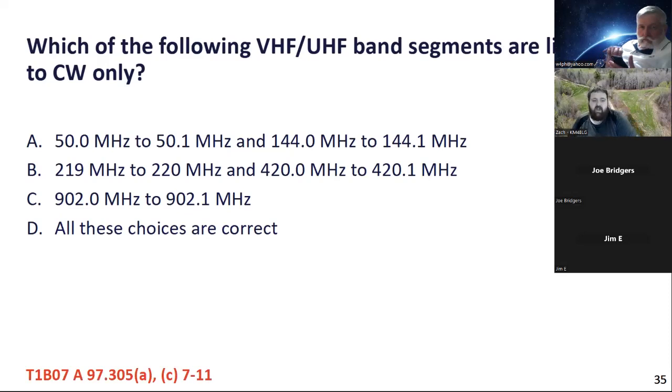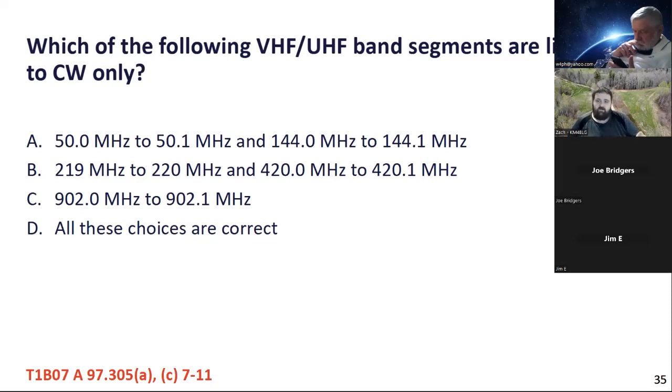So the answer there is A, 50.0 to 50.1 megahertz and 144.0 to 144.1 megahertz. So, once again, that's on the band chart. And typically one good way to remember this as well is if a band is going to have a CW only portion, most of the time it's going to be at the far bottom side of the band.